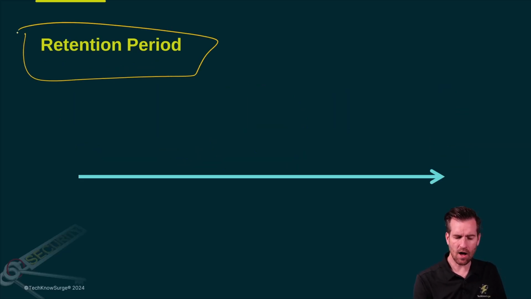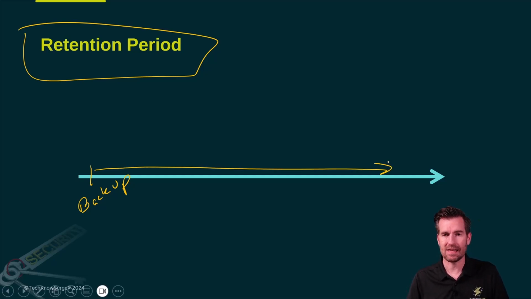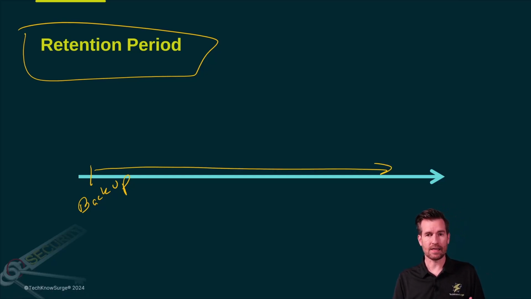Retention period is how long we want to keep something. So if we do a backup, how long are we going to keep it? Are we going to keep it an hour? Are we going to keep it a day? Are we going to keep it a week, a month, a year? So how long is that data going to be useful? And so we need to weigh that out and determine what our retention period is going to be and stick with that.